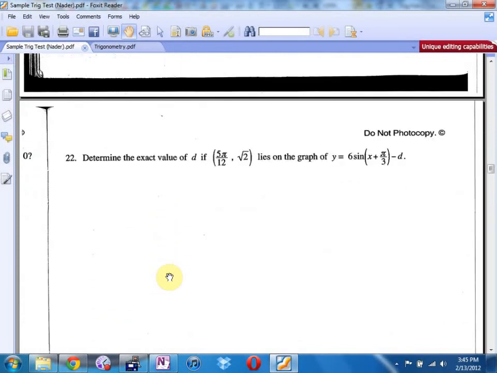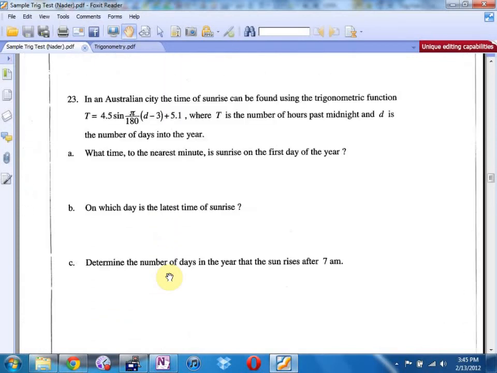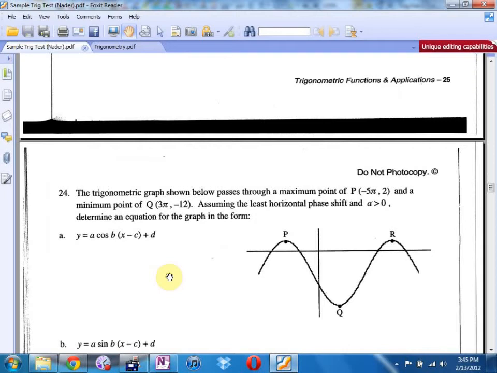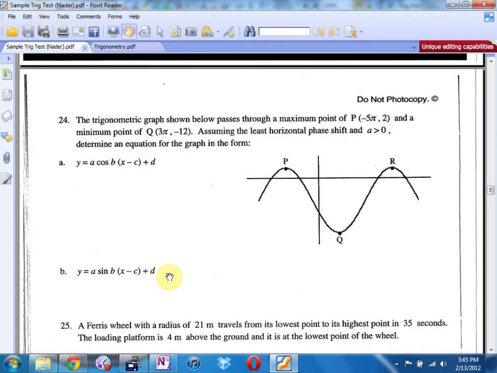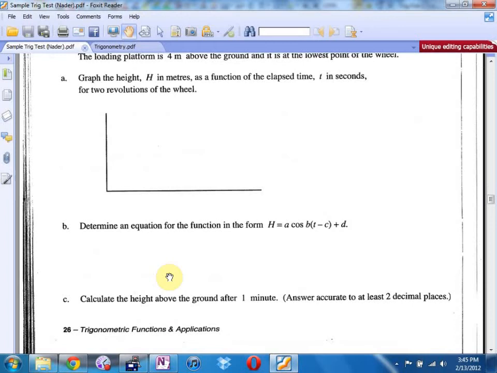No. 22, no. 23, this is applications of trig functions. We're going to do that next unit, so no. 24, I'm not going to ask you to find the equation from points. I would ask you to find the equation if I give you the full graph. Ferris wheel, not yet.